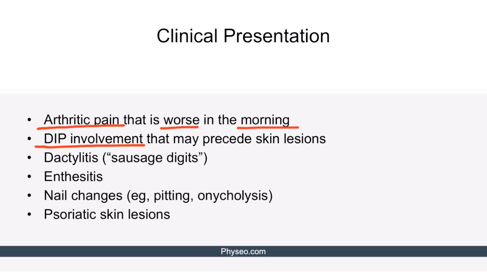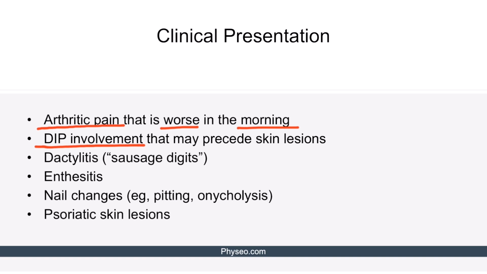This is an important distinction because arthritis may precede skin lesions in a minority of these patients. So, in other words, it might not be obvious when this patient first presents to you that this is psoriatic arthritis and not rheumatoid. So again, look at DIP involvement.